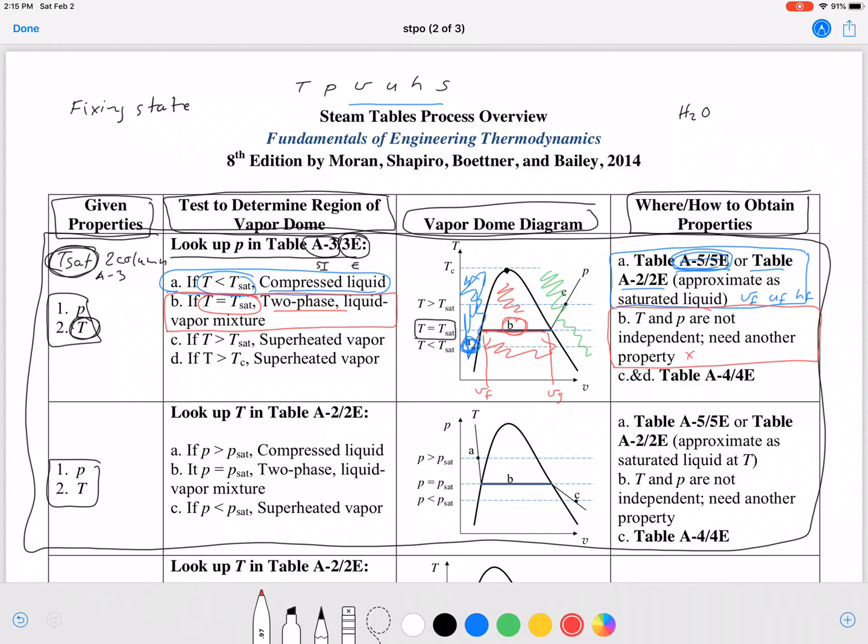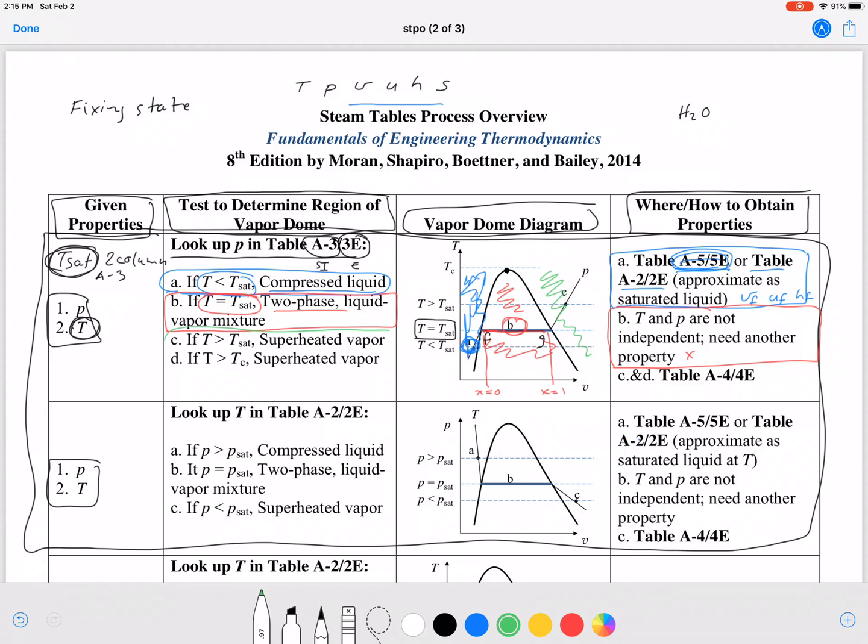We could use X, which is quality. At VF here, quality is 0. I shouldn't write it like that. VF is not equal to 0 there. But at this point, quality X equals 0. And at this point, where VG is, X would equal 1. And we're someplace between there, 0 and 1, when we're in the dome here. Again, this is the VF or UF and so on point, and this is G. So this is the saturated fluid or liquid, saturated liquid at F, and the saturated gas or saturated vapor at G.